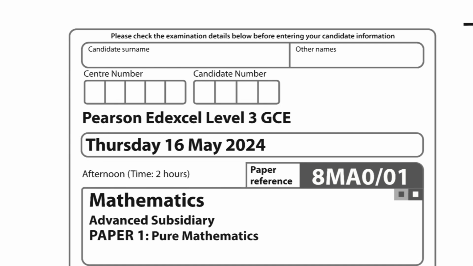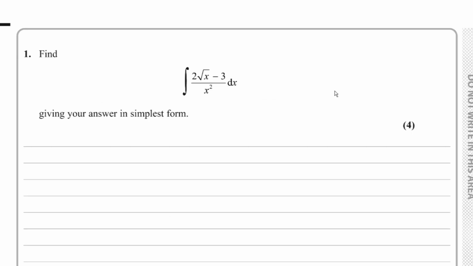This is the Edexcel AS Level Maths Paper 1 from the 2024 series.